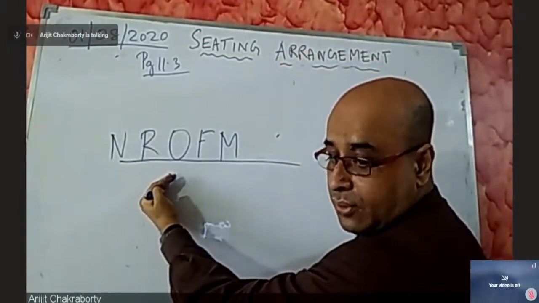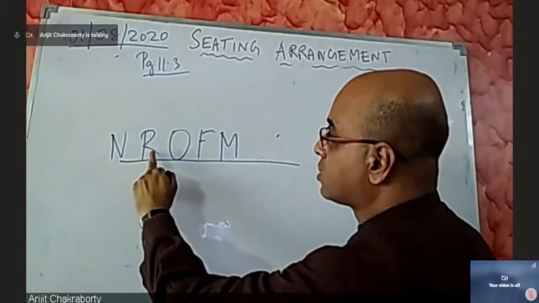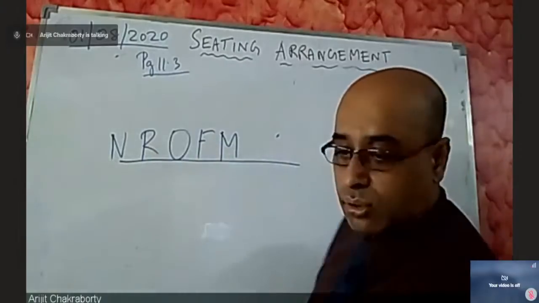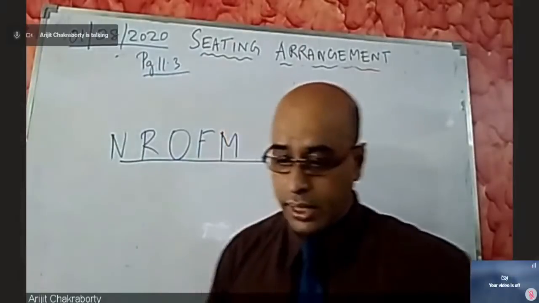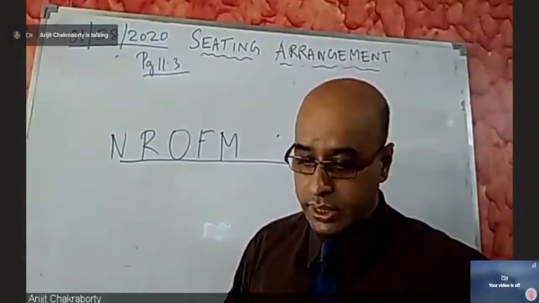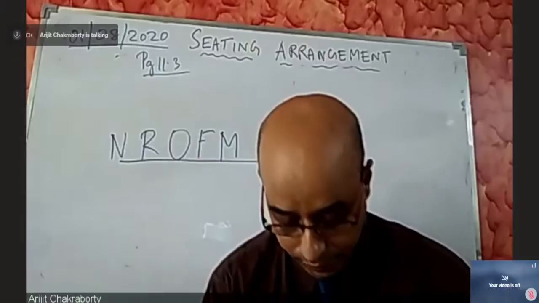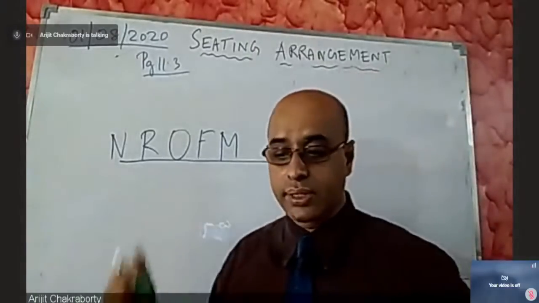Right? So I think we are getting 5 friends. So 1, 2, 3, 4, 5: N, R, O, F, M. So let us see, the question is who is sitting in the middle. Let us see whether we have satisfied the conditions.